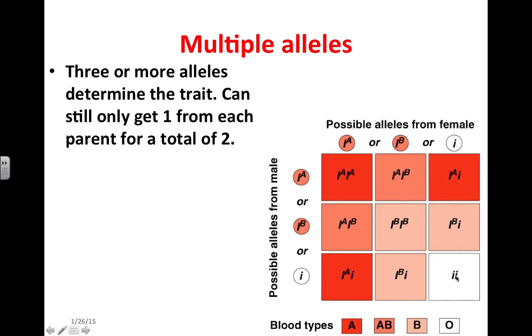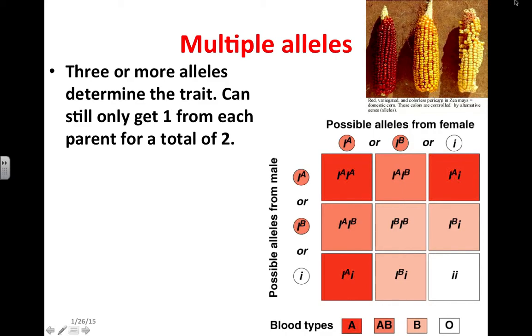So blood type is determined by three different alleles. You can still only get two, and that's what this shows. This one-ninth of the box shows what you could get if you got these two alleles. These two, these two, these two, these two. So you still only have two alleles that you can get from mom and dad, but there's three different alleles you can get. And corn, it's the same way. You can have red, you can be yellow, or you can be a combination of red and yellow.